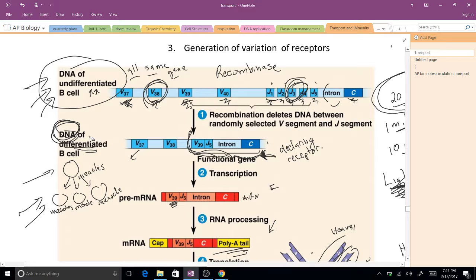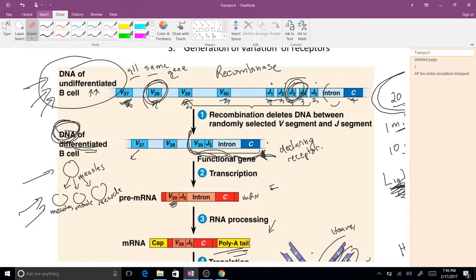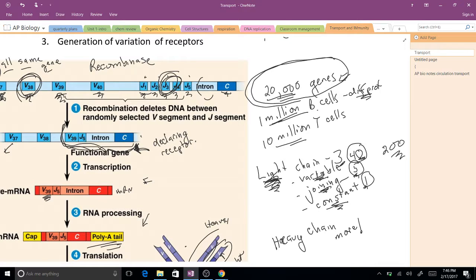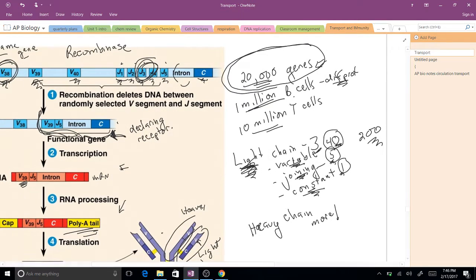So what we see is a little bit of math here. Let's take a look at this. There are 20,000 genes. 1 million B cells are different, 10 million T cells that are different. How is this happening? Well, let's take a look at the gene for the light chain only, and you'll see that this gets complicated quite fast. We have 40 different variations in the variable region. And we have 5 joining segments.